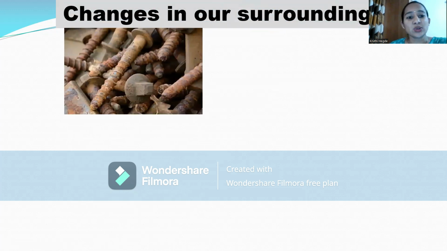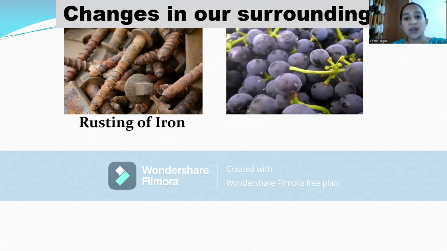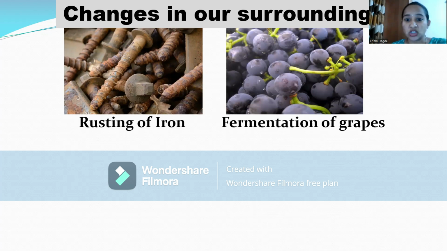Here you can see a set of screws which are made of iron. What happened to those screws? Yes, those screws have undergone rusting of iron. Here we have grapes. Grapes, when kept for a longer time, undergo fermentation. What type of changes would these be? Yes, these two are changes which involve production of a new substance. Hence, it is a chemical change.